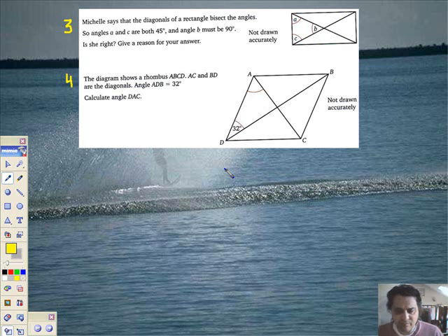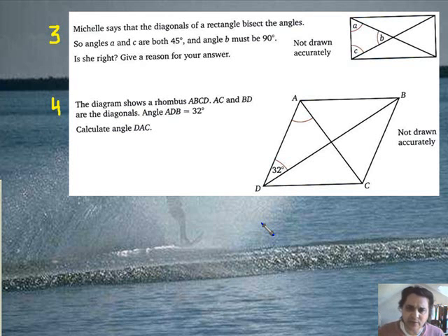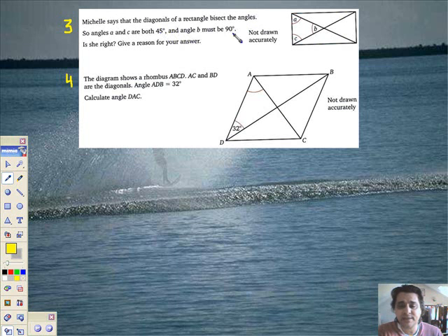Now section 7.2 on page 101 onwards deals with the diagonal properties of four-sided shapes. So let's look at what Michel says in question 3, then we'll talk about it. Michel says that the diagonals of a rectangle bisect the angles. Actually, they don't. So the angles A and B, A and C are both 45. Alright, so she reckons they're both 45, and so B has got to be 90. Why is she wrong? Very simple.